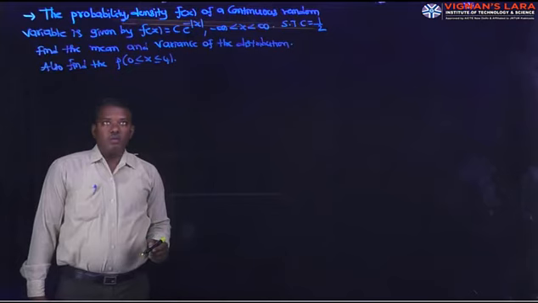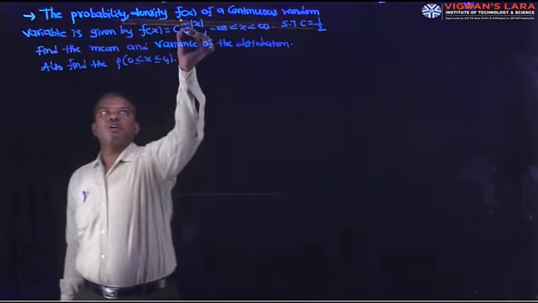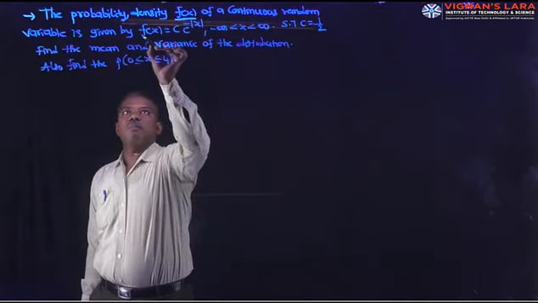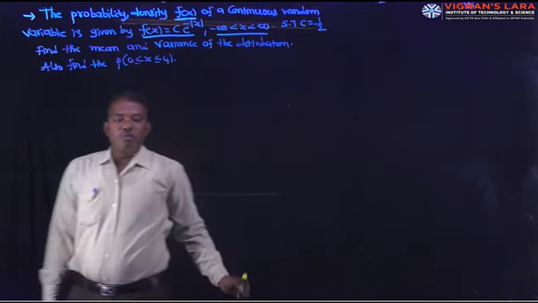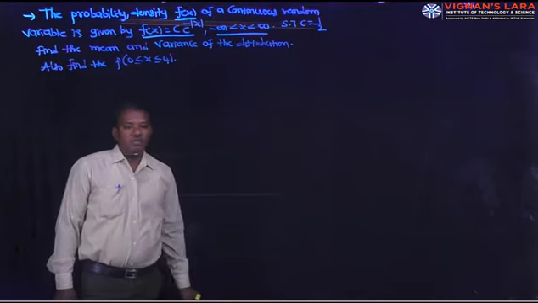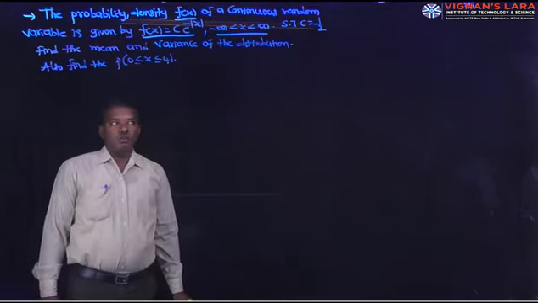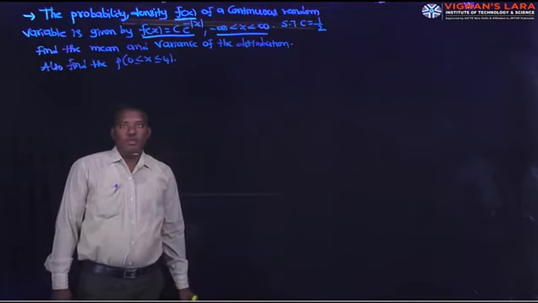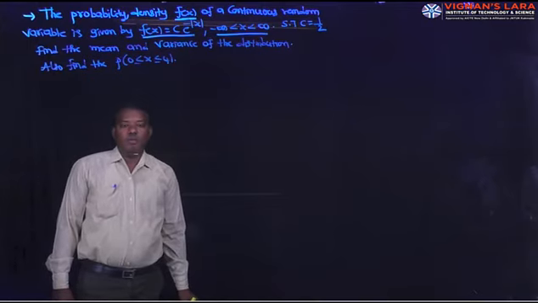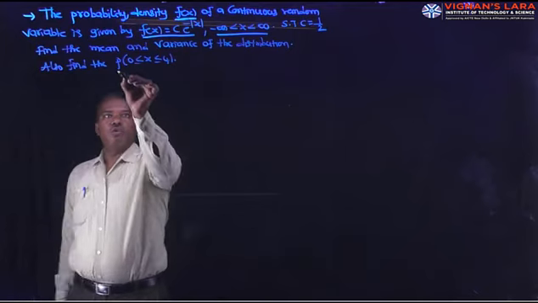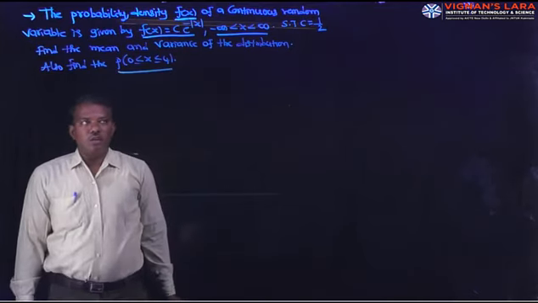Here the problem is: the probability density function f of x is given by c into e power minus mod x, for minus infinity less than x less than infinity. Show that c is equal to 1 by 2. Then find the mean and variance of the distribution. Also find the probability between 0 and 4.